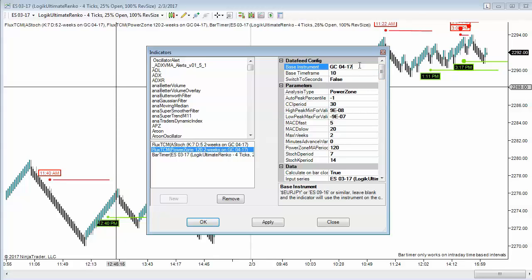I've taken the base instrument and I filled the parameter with GC 04-17. So I'm using the same histogram times from the 10-minute gold study that we've put over to the right. This is my power zone trend analysis. Again, 2 max weeks, 120 period SMA. So it matches the histograms that we've just covered up.